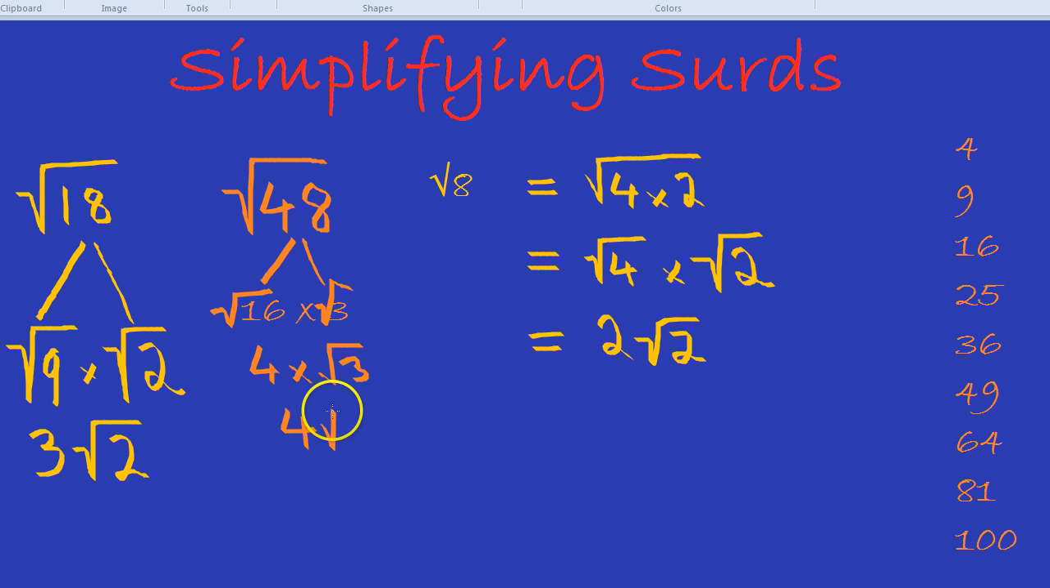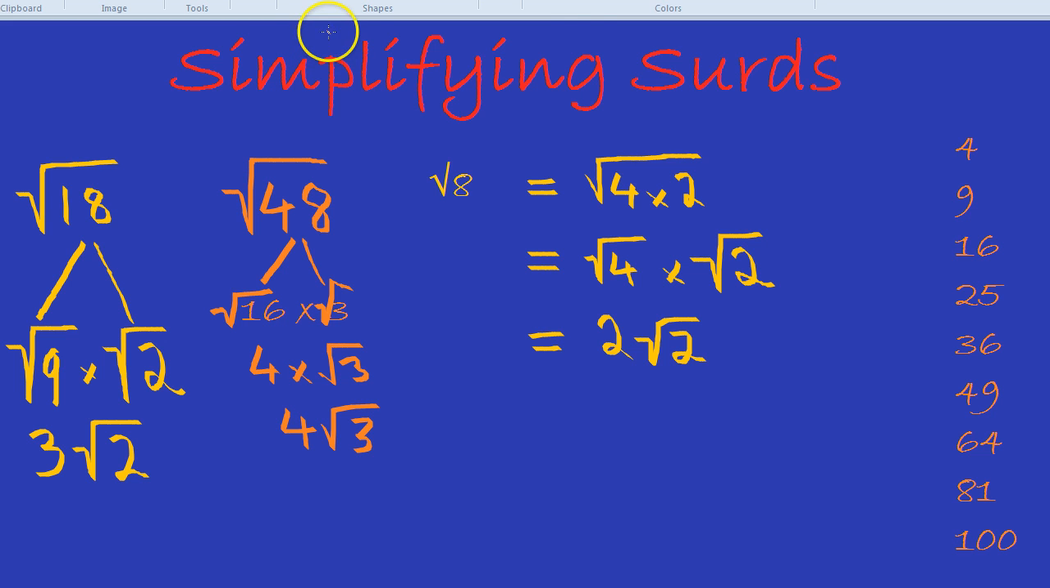Just to quickly demonstrate why we have to find a square number rather than say 24 times 2. If we said 24 times 2, well, we'd get root 24 times root 2. And we can't simplify either of those really without doing the exact same process all over again. That's why you need to find a square number, and you need to find the biggest square number.